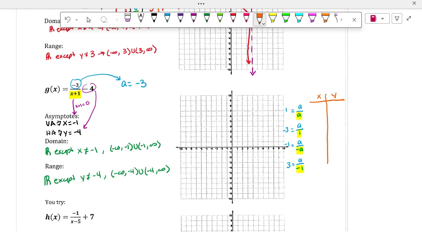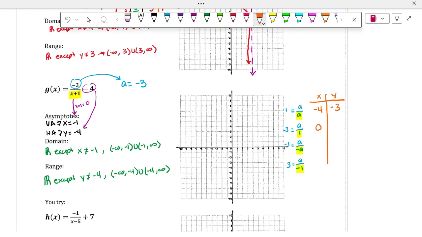What plus 1 gives me -3? -4. So -4 plus 1 gives me -3, so that gives me 1. What's 1 minus 4? -3. Now I'm looking for 1 in the denominator. What plus 1 gives me 1? 0. So that's -3 divided by 1, which is -3.